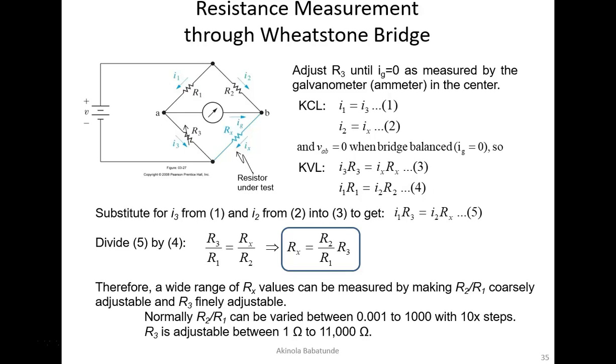So a wide range of Rx values can be measured by making R2 over R1 coarsely adjustable and R3 finely adjustable. Normally R2 over R1 can be varied between 0.001 to 1000 with 10x steps. R3 is adjustable between 1 ohm to 11,000 ohms. This is where we will end this particular session.